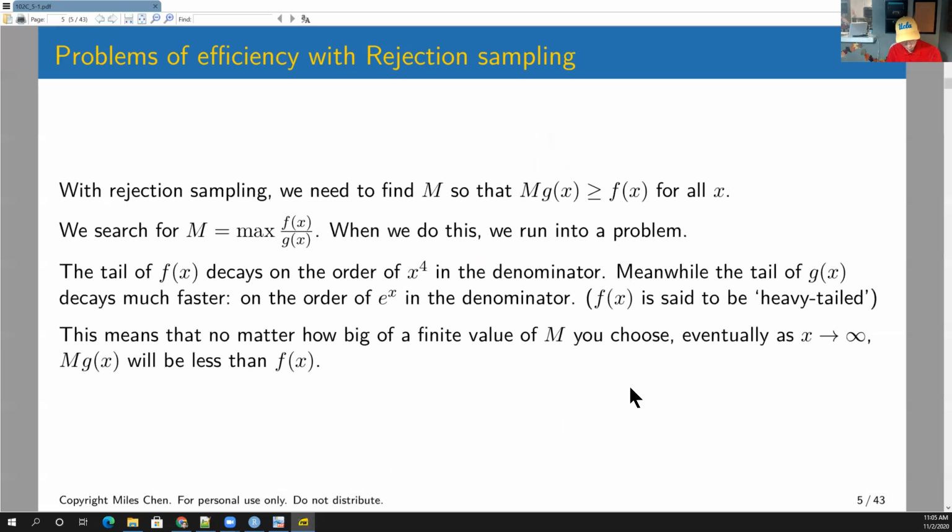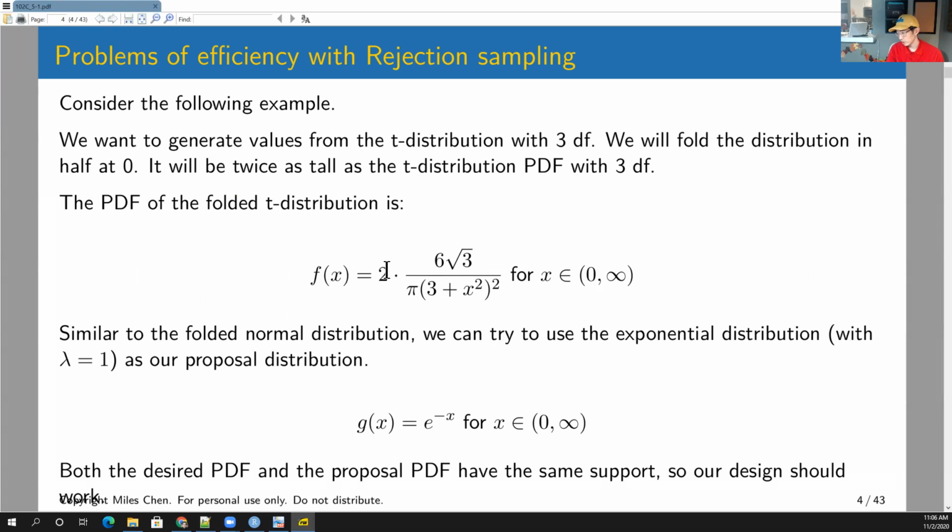But one of the issues is that when you do rejection sampling, you need to find some value m so that m times g of x is greater than f of x for all x, right? If you look at your homework, sometimes figuring out m can be difficult. In this case, if we search for m, setting m equal to the max of f of x divided by g of x, we run into a problem. If you look at f of x, it's basically a constant times a constant divided by a polynomial, 3 plus x squared, quantity squared.